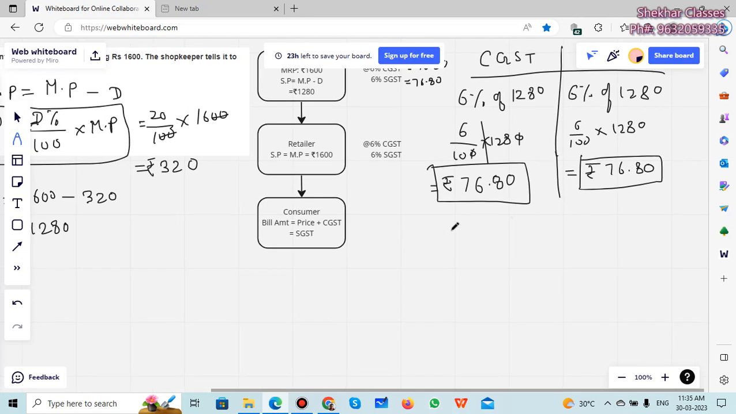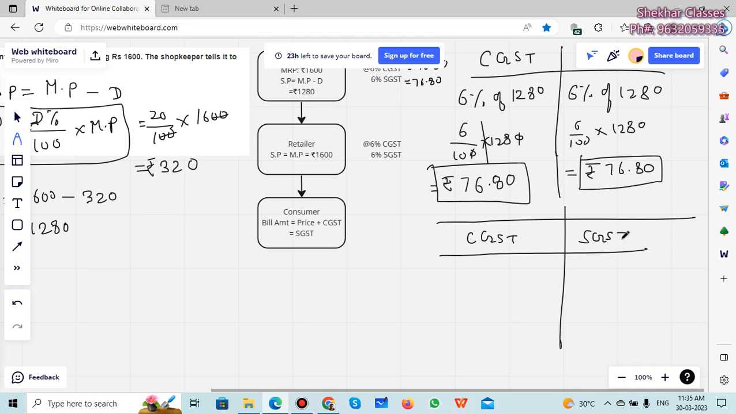So the consumer will pay how much tax? This is by the consumer now. So this is for the consumer, CGST, and how much is the SGST? It is 6% of the selling price. How much is the selling price? 1600. So again 6% of 1600. You calculate that. It will come as 96 rupees, and the SGST will also come as 96 rupees.